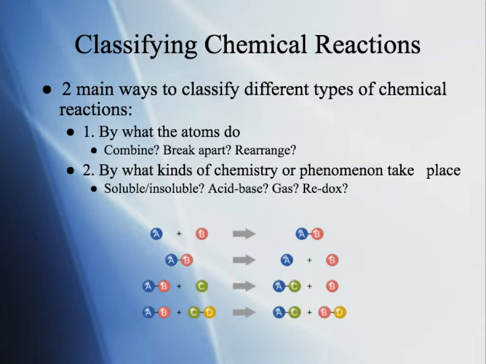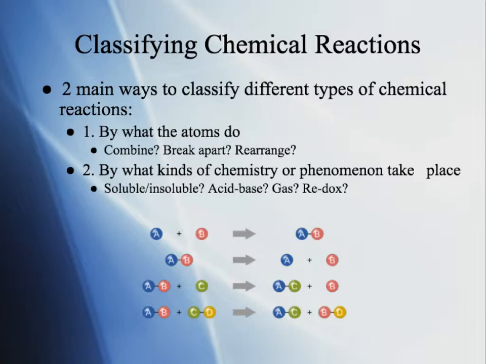So when we're talking about chemical reactions, basically there's two main ways to classify different types of chemical reactions. One, you can take a look at what the atoms actually do. Are they combining together to make something new? Are they breaking apart to make something new? Or are they simply rearranging and changing their partners to make a new product?